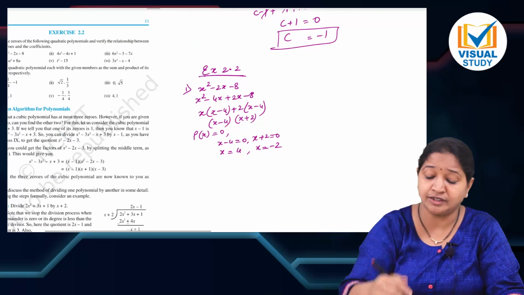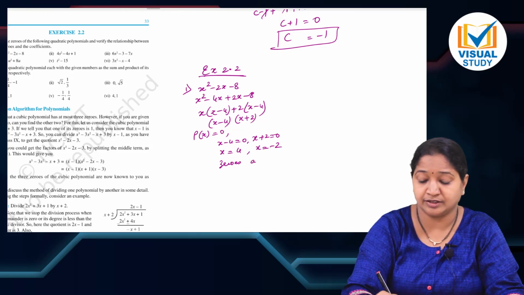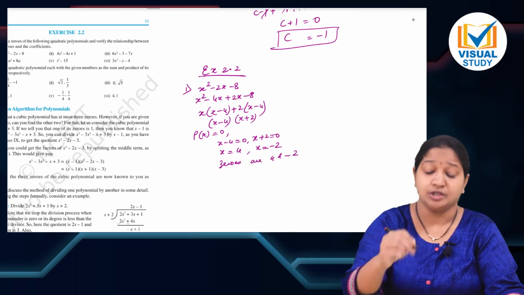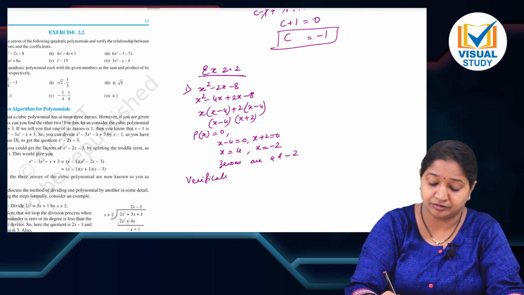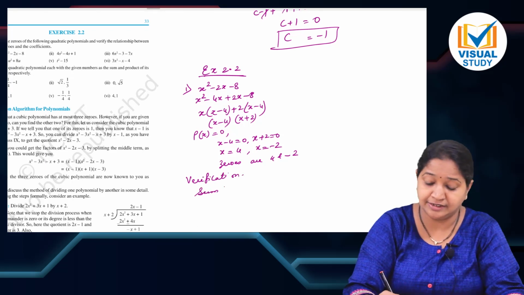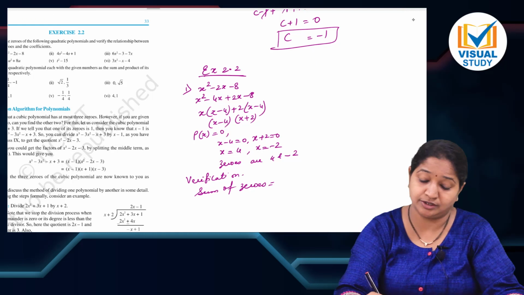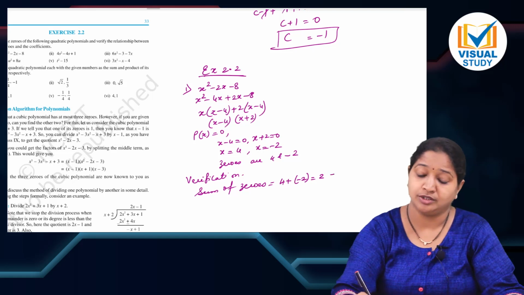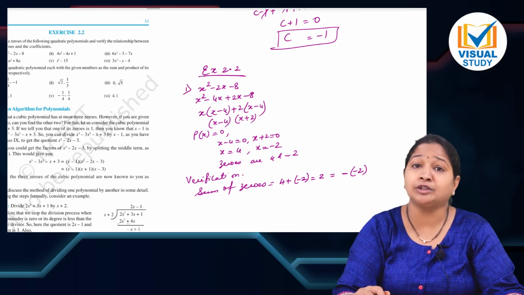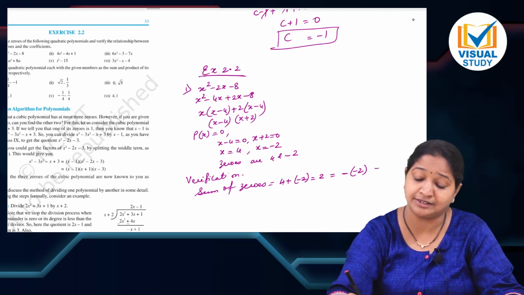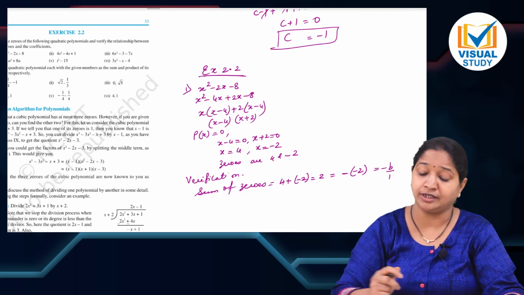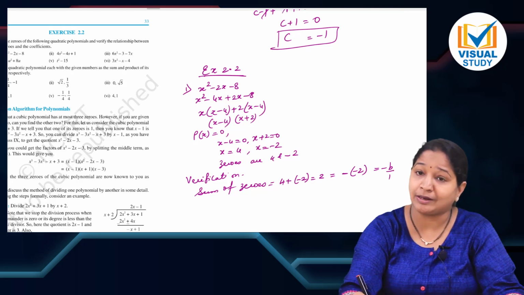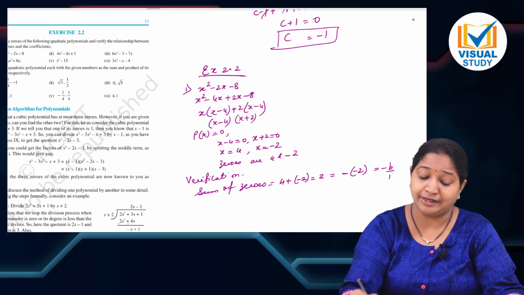So what are the zeros of this? Zeros are 4 and minus 2. Now you have to do the verification. Sum of zeros, 4 plus minus 2, you get is 2. Then what will it become? Minus of minus 2, that is minus into minus is plus, and that is minus b upon a. See here, this minus and this minus is constant, so your b will be minus 2.